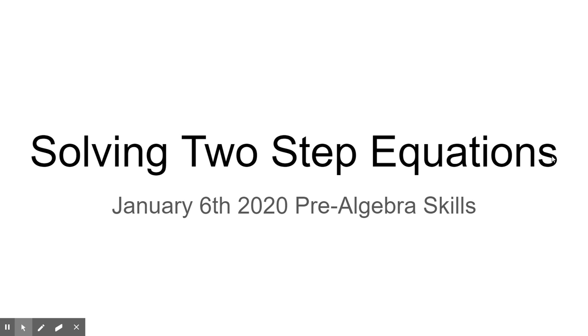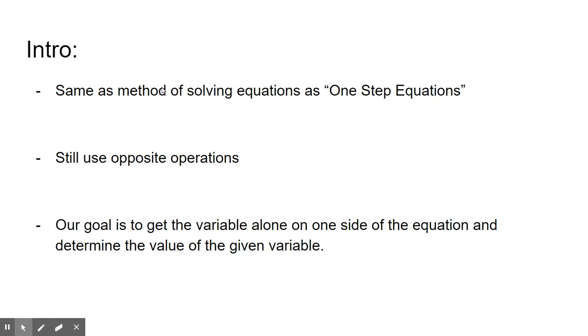Okay, so today for pre-algebra skills, we will be doing solving two-step equations. So here's a little bit of an intro. We're going to use the same method of solving the equations as we did in one-step equations. We're still going to use opposite operations, and our goal is still to get the variable alone on one side of the equation and determine what the value of the given variable is. So there's not a whole lot of difference between one-step equations and two-step equations. We're basically just adding one more step.